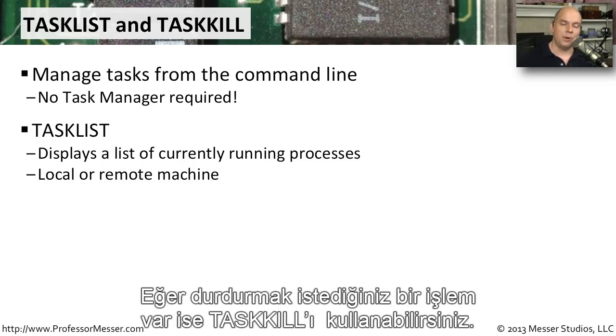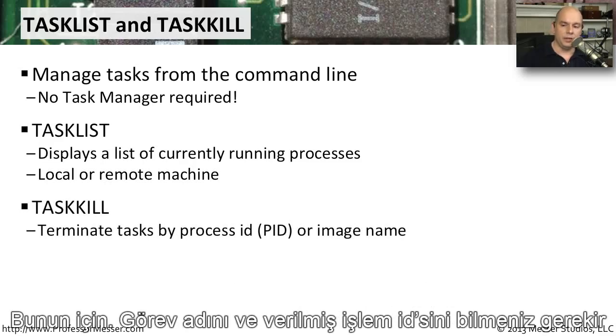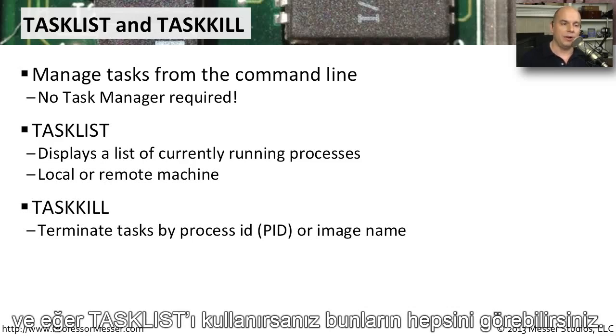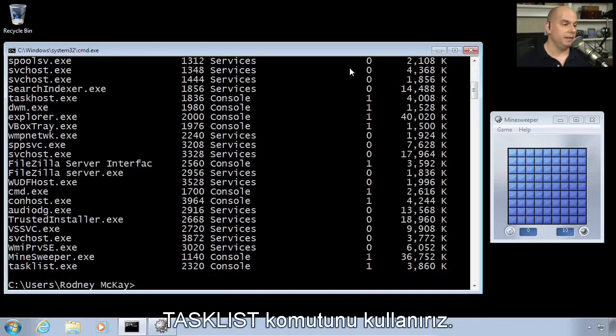And if there is a process you would like to terminate, you use TASKKILL. You would need to know the task name or the process ID that's given, and you can see all of that if you use TASKLIST. If we'd like to see all the tasks running on our computer, we'll use that TASKLIST command, and it lists out everything.